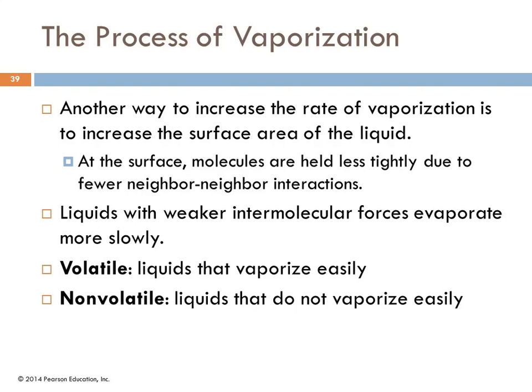Another way you can increase the rate of vaporization is to increase the surface area. At the surface, the molecules are held less tightly because they don't have as many neighbor-neighbor interactions. What makes more sense to me than that is that in order for a molecule to evaporate, it has to get to the surface. Right?